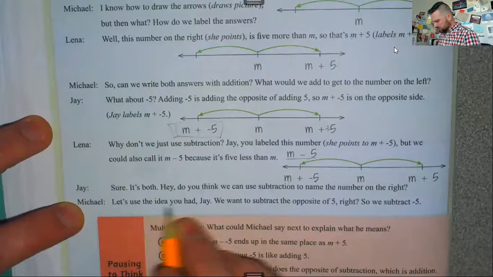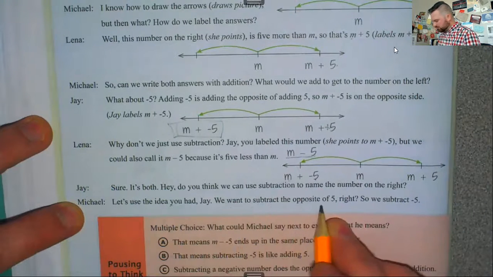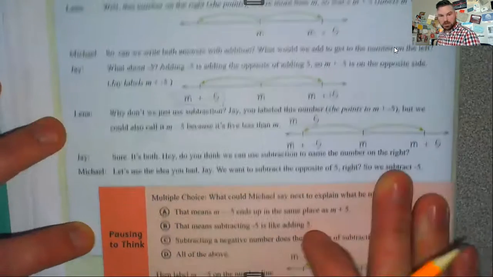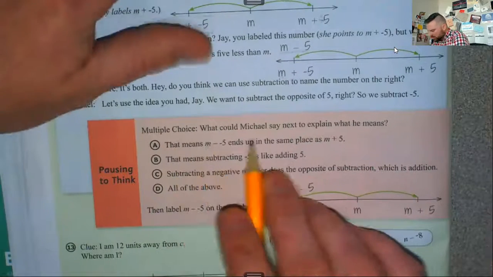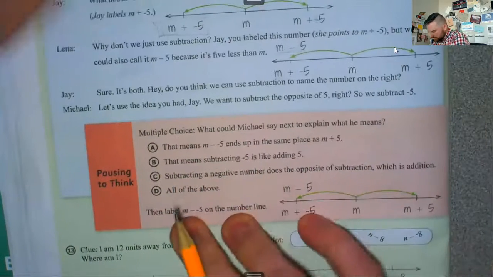Let's use the idea you had, Jay. We want to subtract the opposite of 5, right? So we subtract negative 5. Okay, so let's think about this here, and they give us some choices. What could Michael say next to explain what he means?